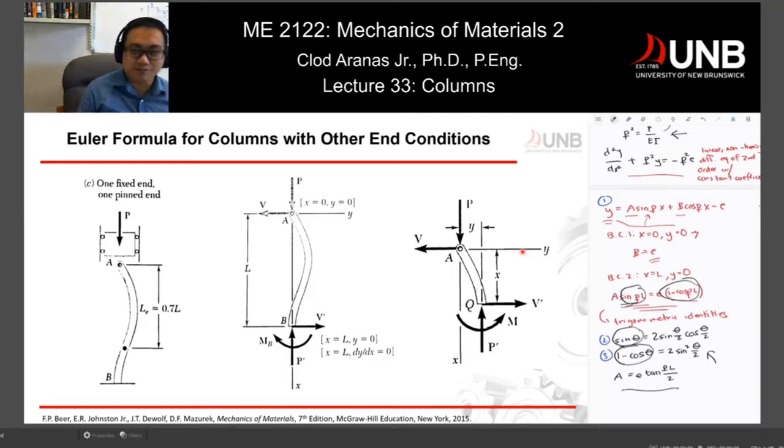So we have A and B. We can substitute our constants of integration, A and B. Your B is equal to e, and your A is equal to this one.